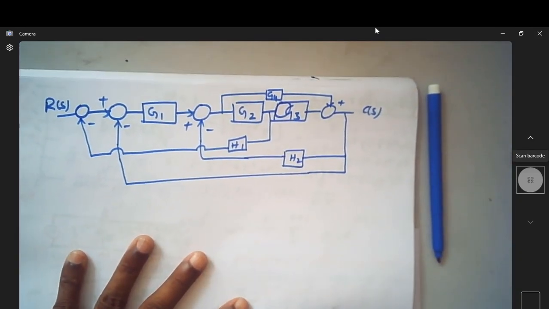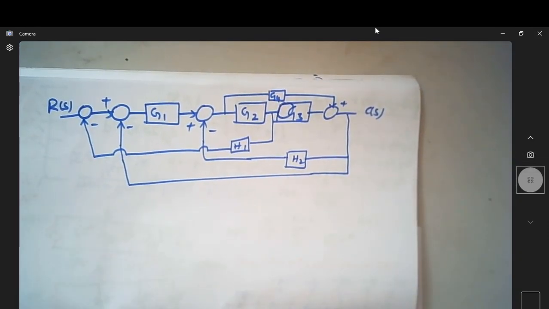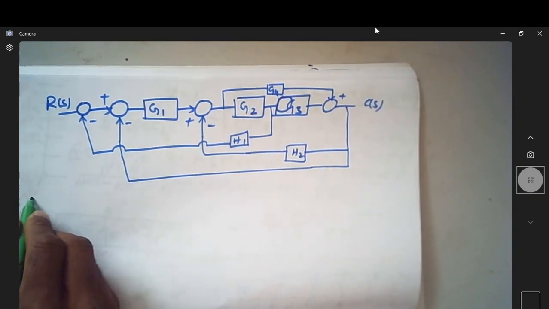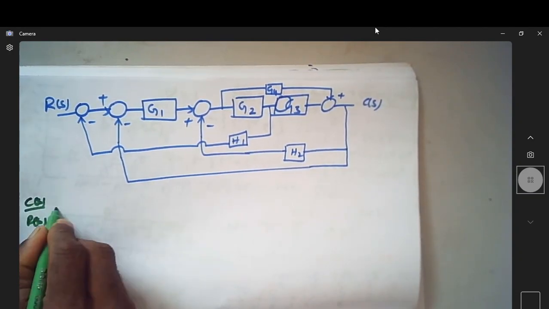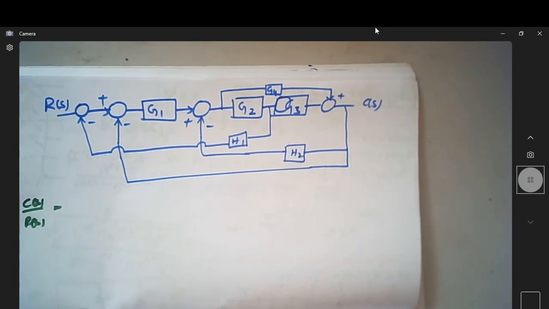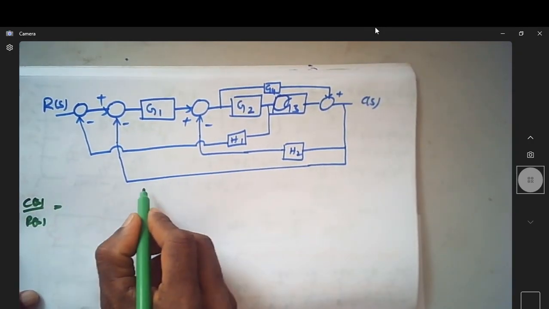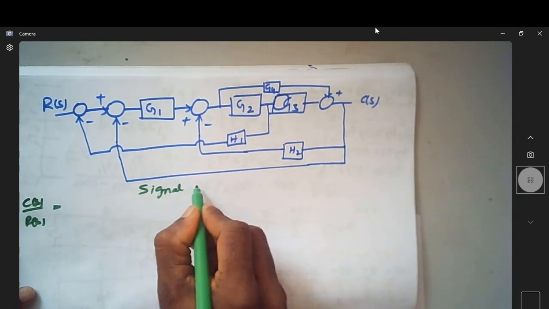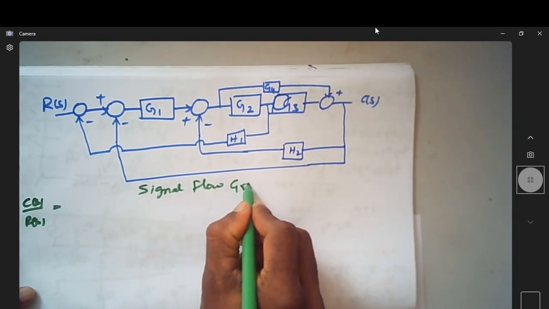Now let us consider the block diagram which is given over here. A system is being represented by this block diagram. First and foremost, of course, there is a way of finding the transfer function, which we are looking at as CFS by RFS, using the block diagram reduction technique. We are not going into the details of that, but we try to find the same transfer function using a signal flow graph.